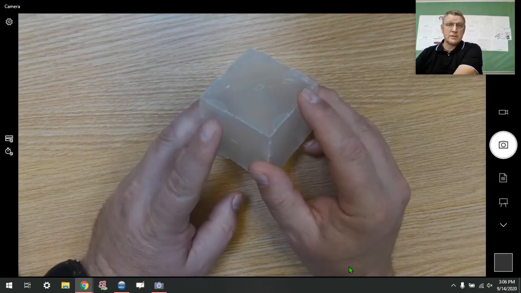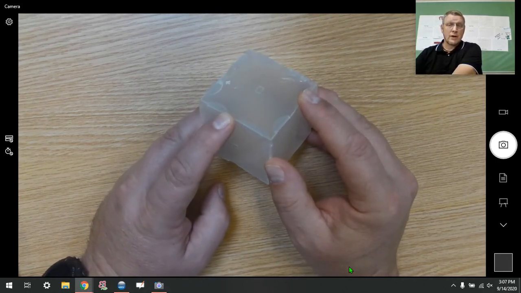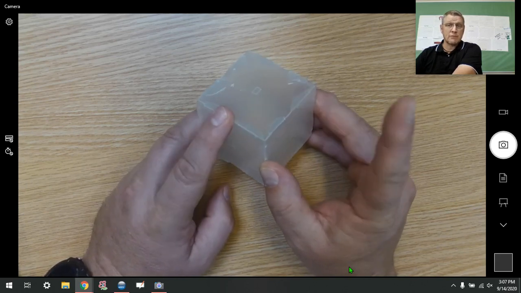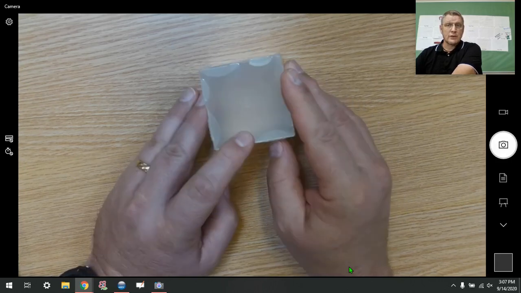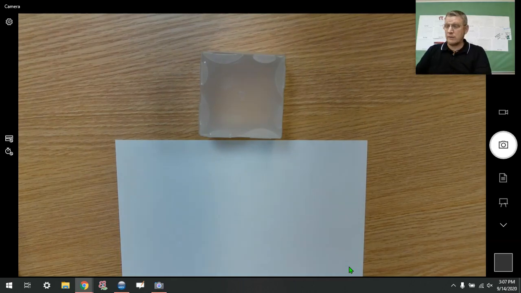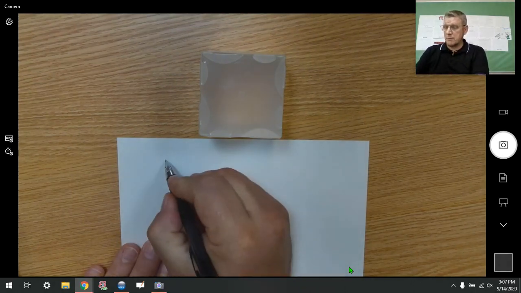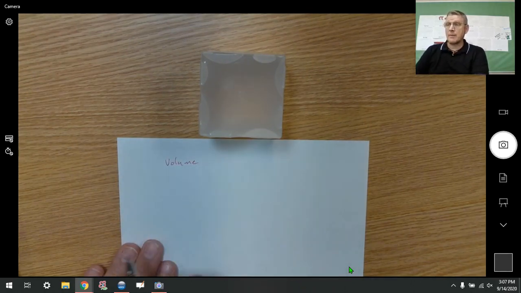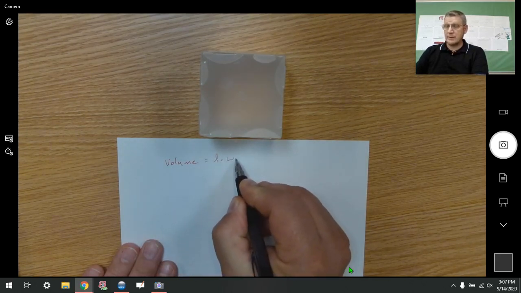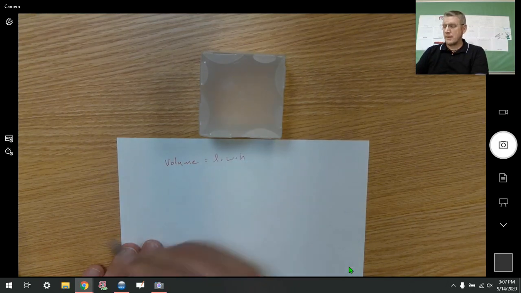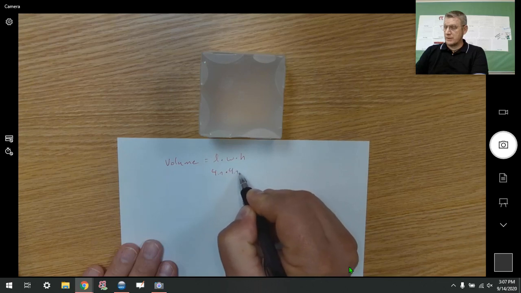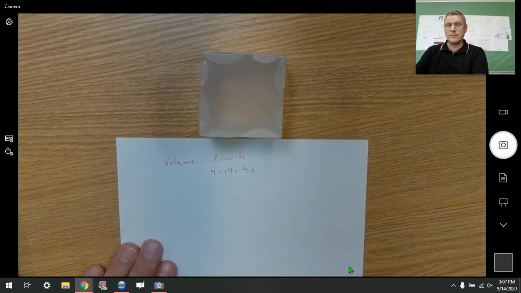So that would make these three measurements all exactly the same, 4 inches, 4 inches, and 4 inches. And so now what we want to do is go ahead and try to find the volume of that cube. So when we look at the volume of a cube, in this case, we would take length times width times height, which is 4 inches times 4 inches times 4 inches.